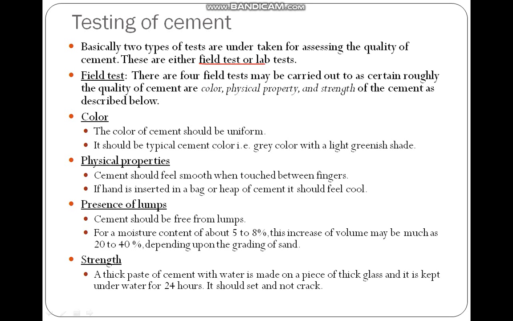So the field test consists of four tests, mainly color, physical properties, presence of lumps, and strength of the cement. Color should be grey with a light greenish shade, and the color of the cement should be uniform.